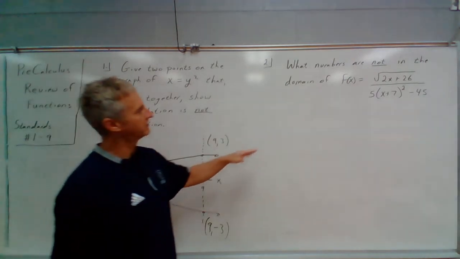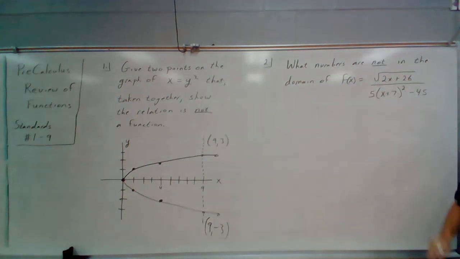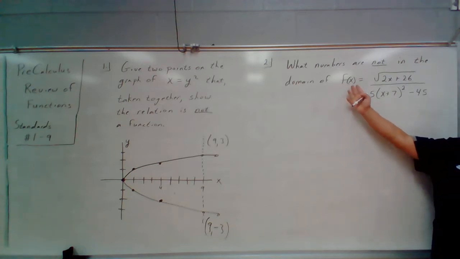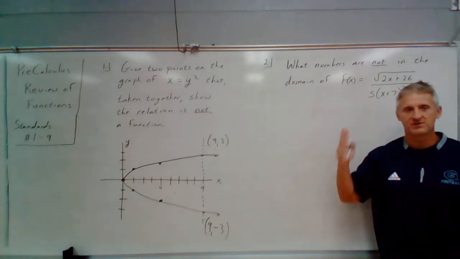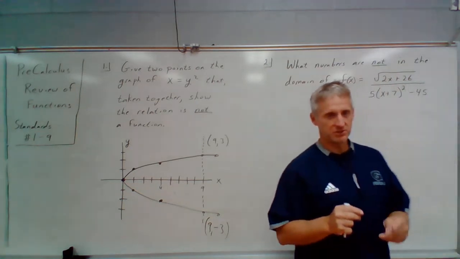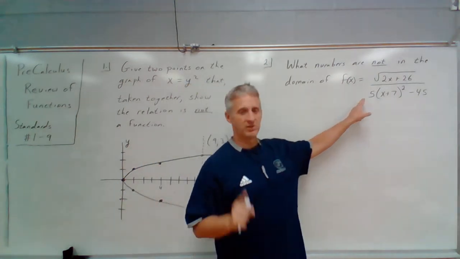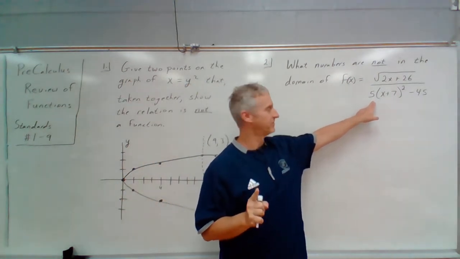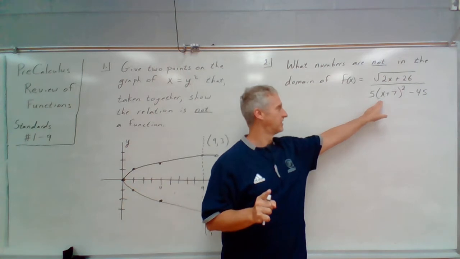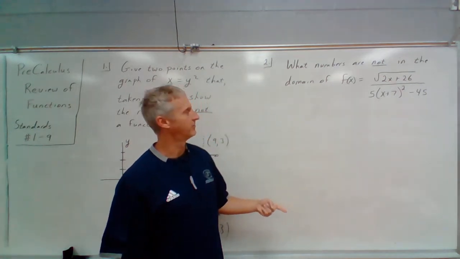All right, let's have a look at the second question. What numbers are not in the domain of this function? So remember, the domain is all the x values that you're allowed to plug into the function, the ones that work. So a couple of ways that you guys know right now that functions can go wrong is, number 1, having a 0 on the bottom of the fraction. You're not allowed to have a 0 in the denominator. Okay, so that's one thing that can go wrong.